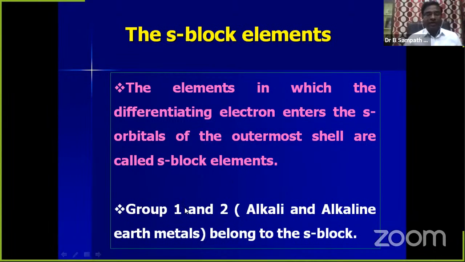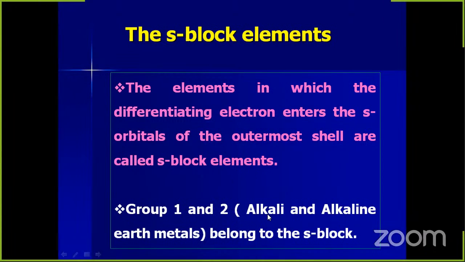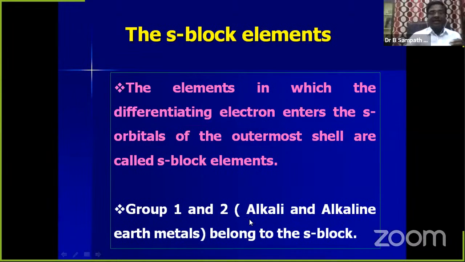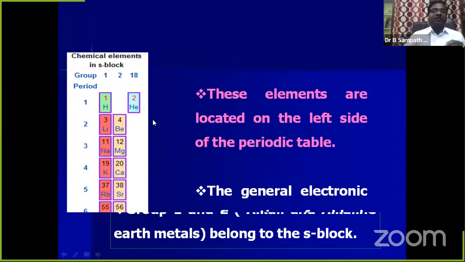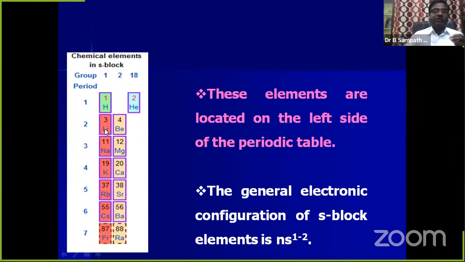Here group 1 and 2. Group 1 are called alkali metals and group 2 are called alkaline earth metals. These belong to the s-block elements. See children, here group 1 and group 2 belong to s-block. These elements are located on the left side of the periodic table. Where are these located, children? On the left side of the periodic table.